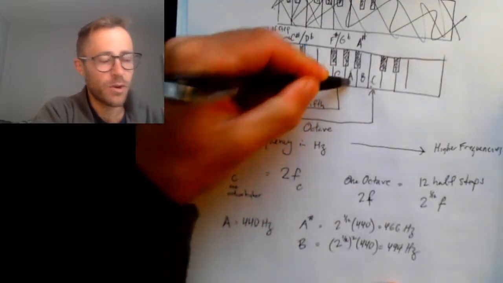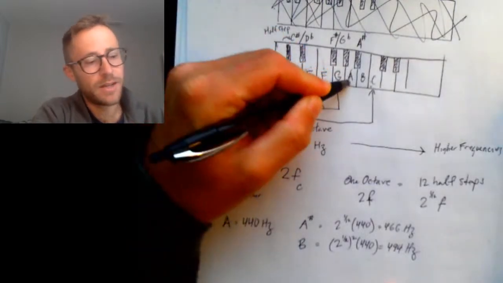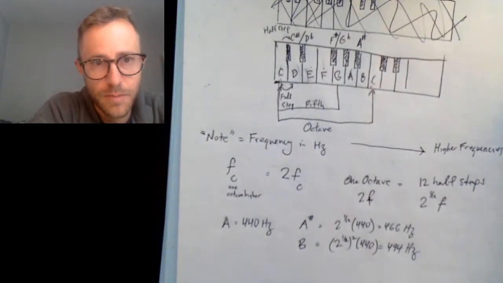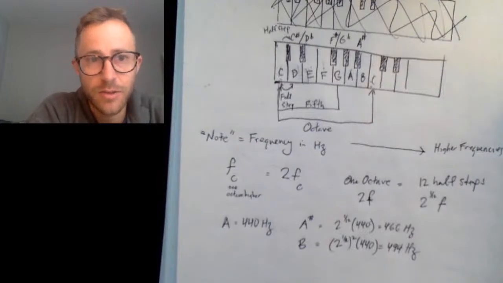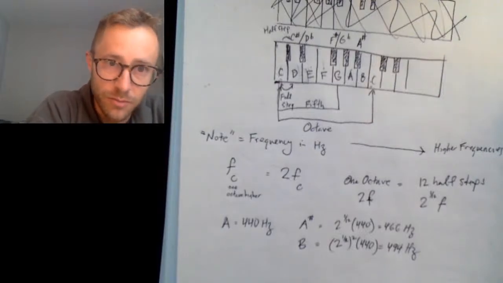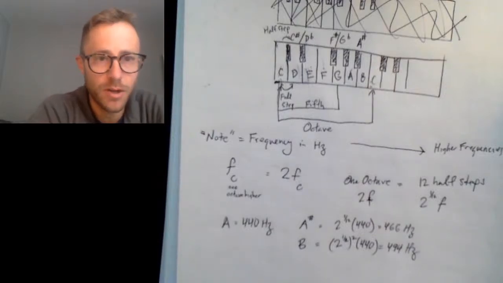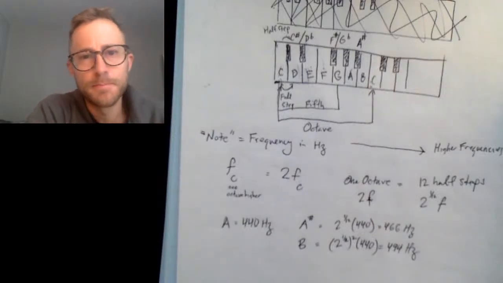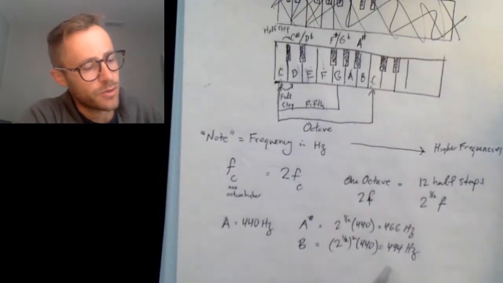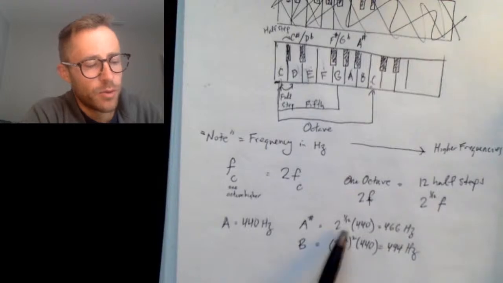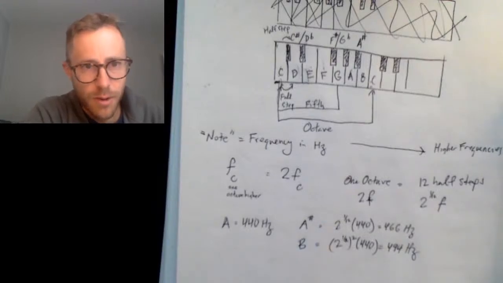If this is the 440 hertz A, then the next A is 880 hertz. It's double the frequency. And the next A is 1760 hertz. So every time you go up an octave, you multiply by 2. And if you go up just a half step, it's multiplying by 2 to the 1/12th power.